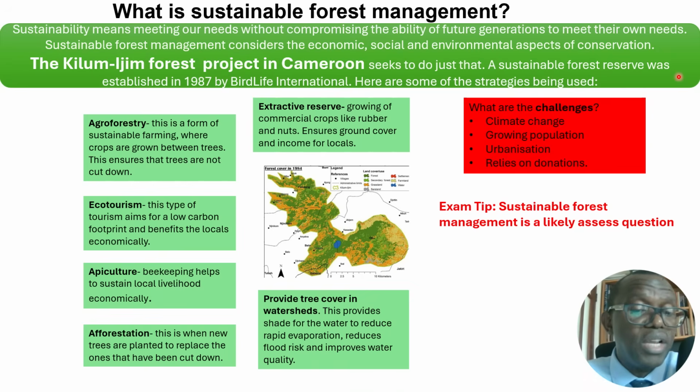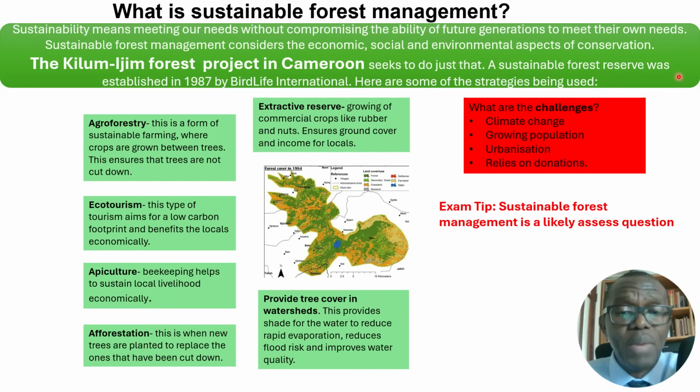That is reducing rapid evaporation, so is maintaining the soil moisture, and the trees are also intercepting the raindrops. So because of that interception, they are delaying runoff and also increasing the lag time, which obviously is reducing the flood risk. And the trees also tend to purify the water, and that obviously is also improving the water quality in the area. Now, what challenges has this project here in Cameroon faced?